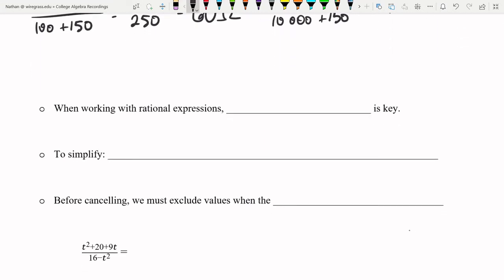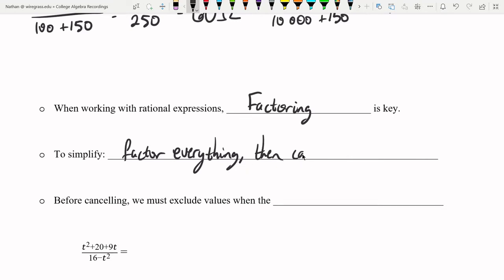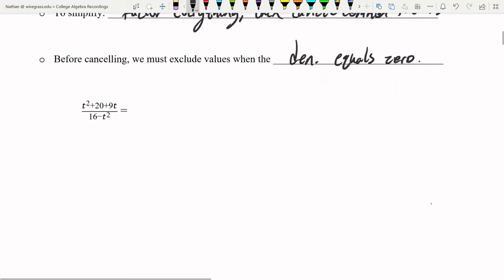Now, when working with rational expressions, factoring is key. To simplify these expressions, we're going to factor everything, then cancel common factors. Before we cancel factors in the denominator, we must exclude any values when the denominator equals zero. This is because those values give us a division by zero, which of course is not allowed in mathematics. So we have to remove them from the possibilities that the variable can equal.